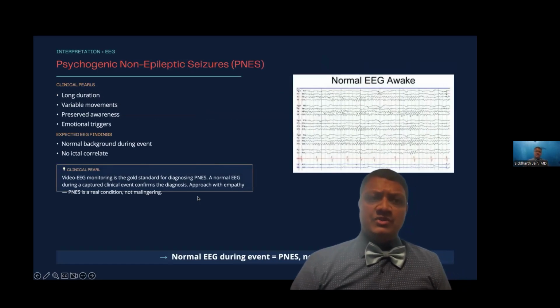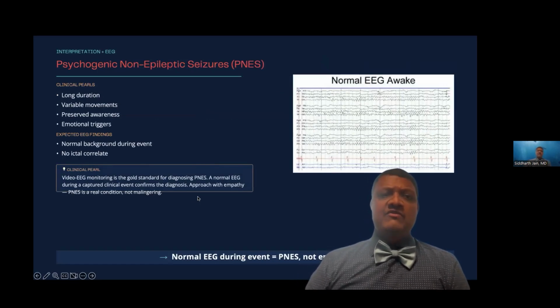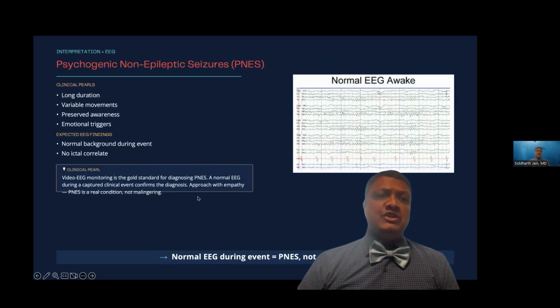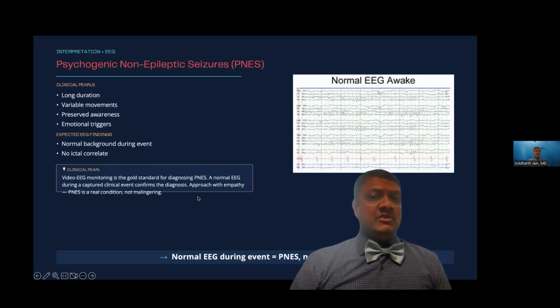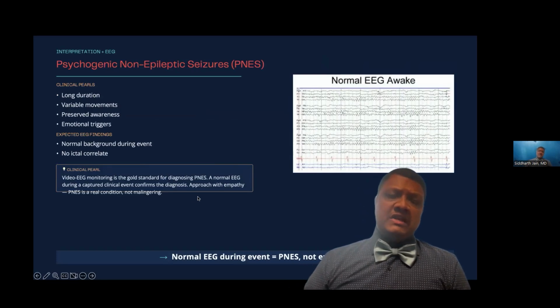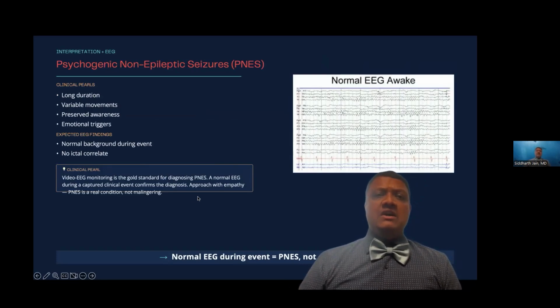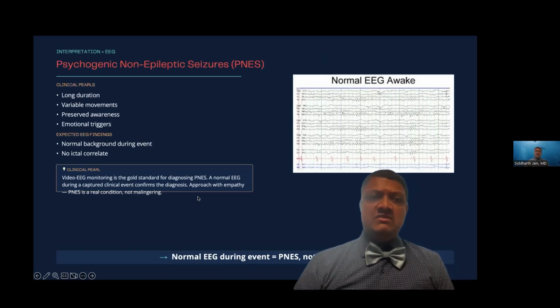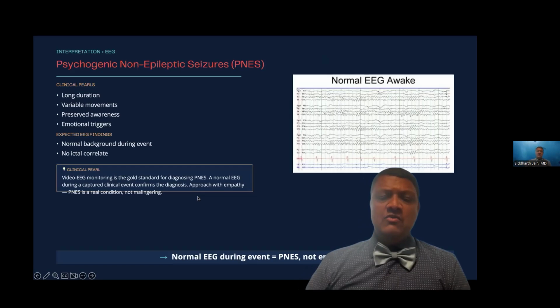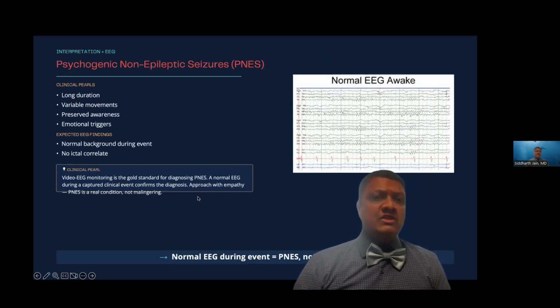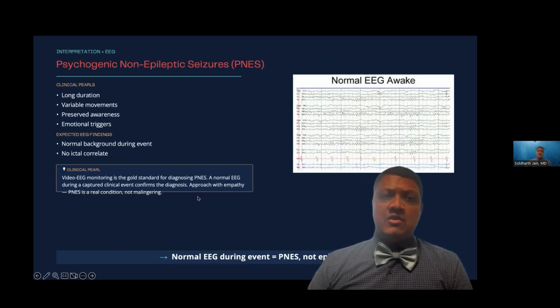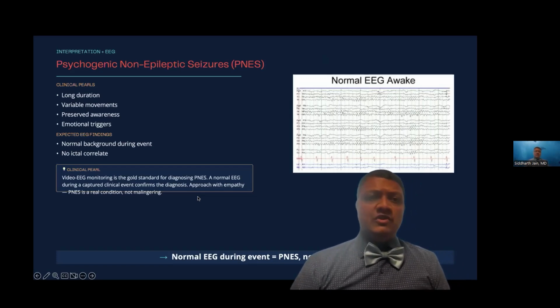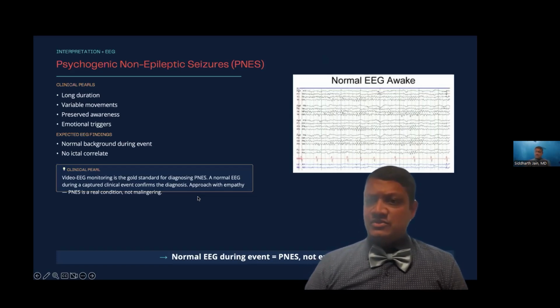With a long duration, variable movements, preserved awareness, eyes being closed, and emotional triggers, and some other features including patterns of breathing, rapid breathing as opposed to the slow or strenuous breathing that happens with a GTC. And if we do have an event on the EEG, having a normal background, having normal features such as the posterior dominant rhythm during the event without any ictal correlate, these all would point towards what we call PNES, or psychogenic non-epileptic seizures.